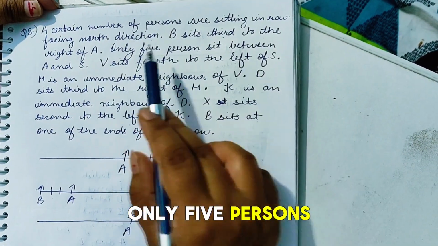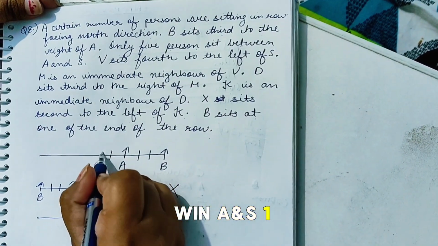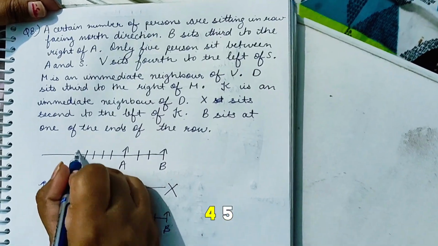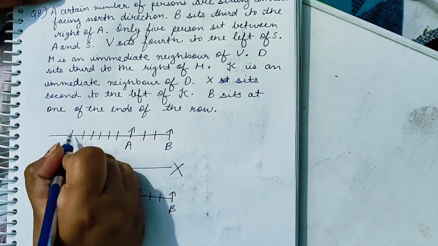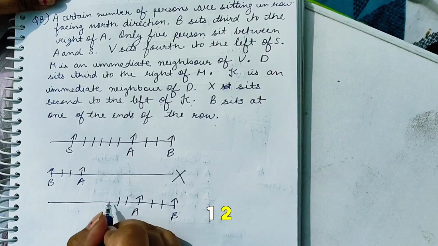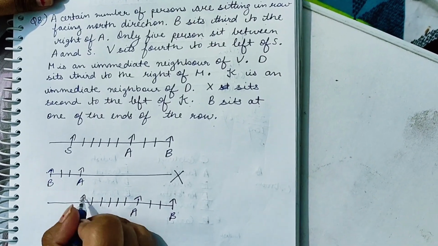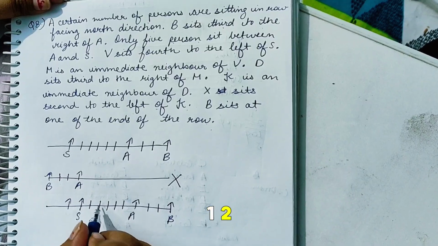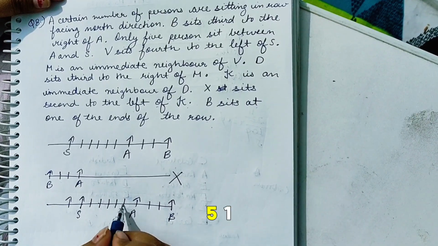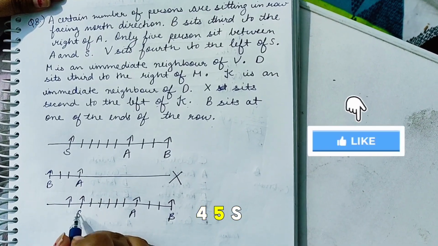Only 5 persons sit between A and S. 1, 2, 3, 4, 5. S.